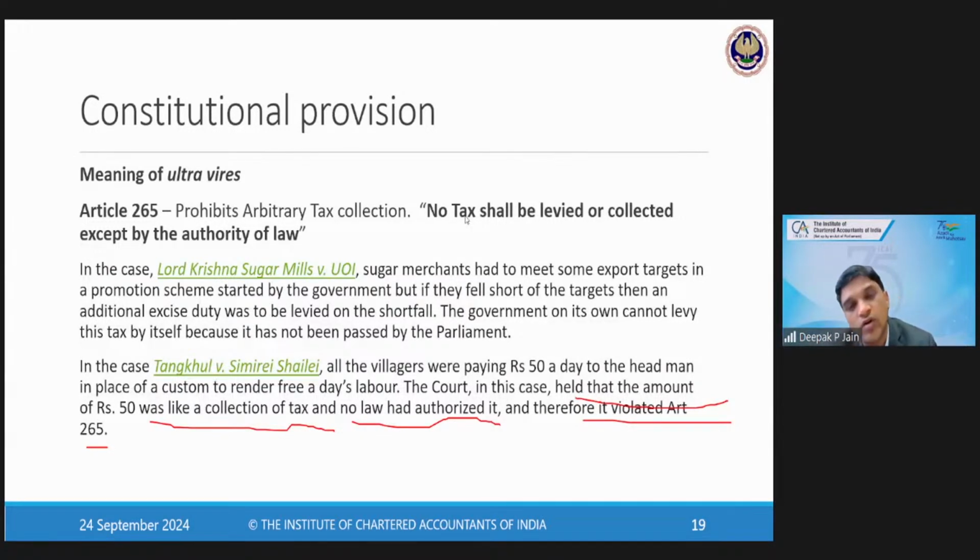What is local government? Local government means the local municipality. There is union government, state government, and local government, and local government means the local municipality body, the panchayat body. They are called the local government.